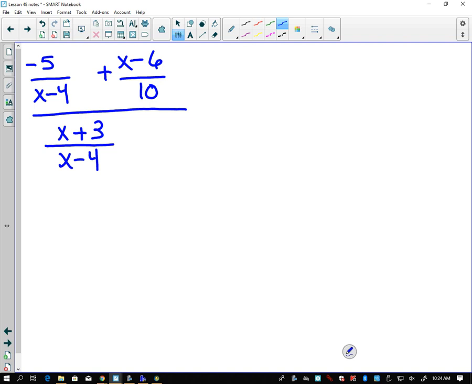The rules haven't changed. What do I have in order to add them? I have to have a common denominator. It looks complicated, and so rather than try to guess at what the common denominator is, what can I always do? Anybody? How can I always get a common denominator, even if it's not the most simple common denominator, even if it's not the least common denominator?